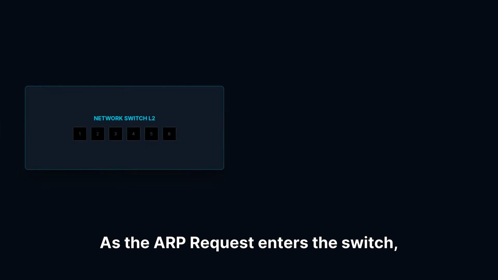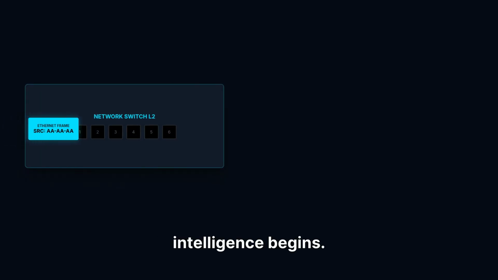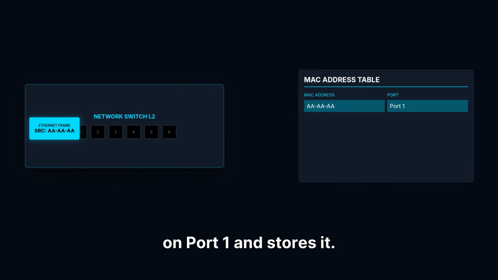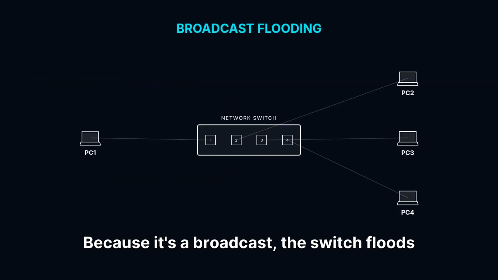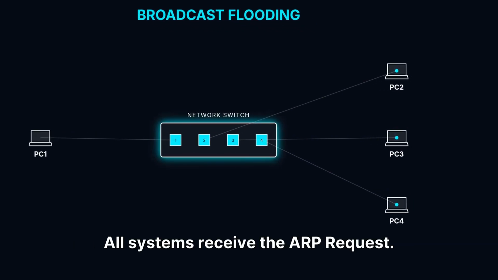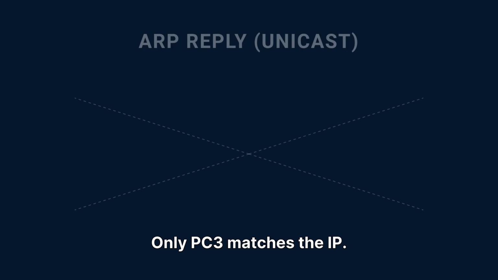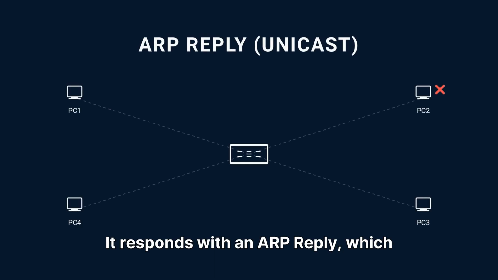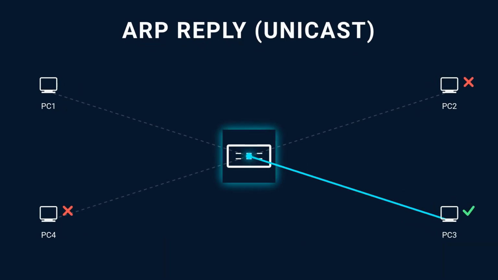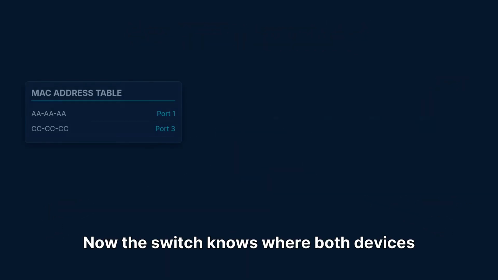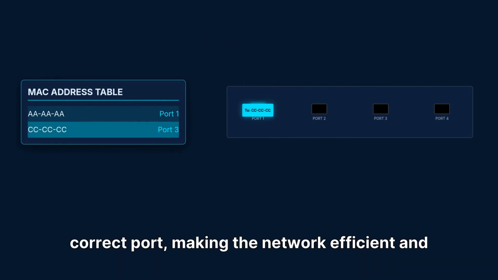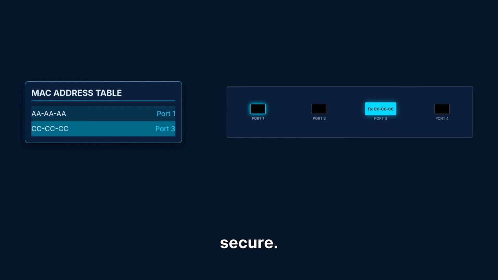As the ARP request enters the switch, intelligence begins. The switch learns that MAC AAAAAA exists on port 1 and stores it. Because it's a broadcast, the switch floods the frame to all other ports. All systems receive the ARP request. Only PC3 matches the IP. It responds with an ARP reply, which is unicast, a direct communication between two specific devices. Now the switch knows where both devices are. Future traffic is forwarded only to the correct port, making the network efficient and secure.